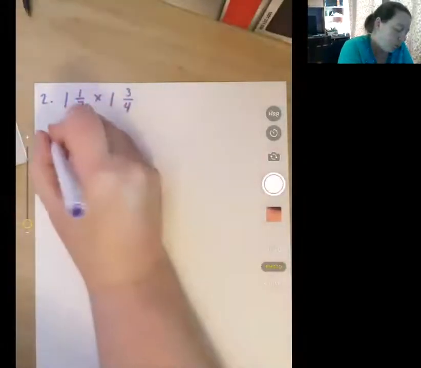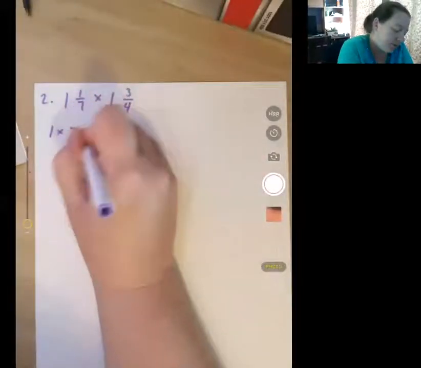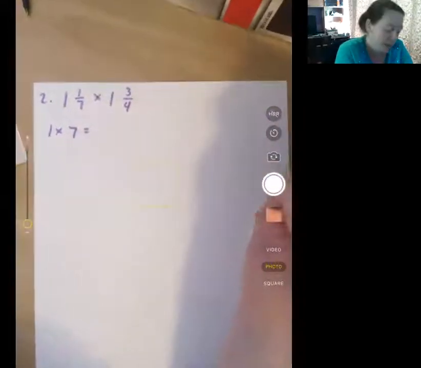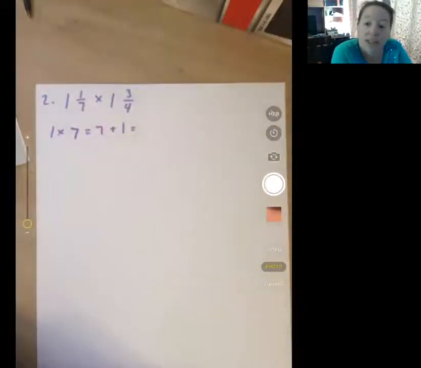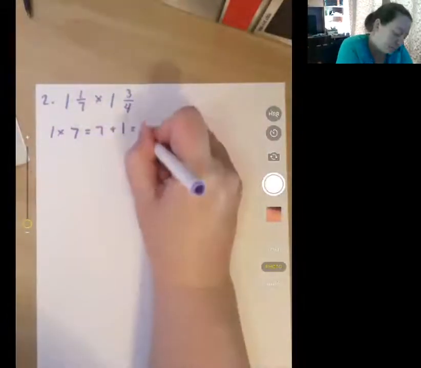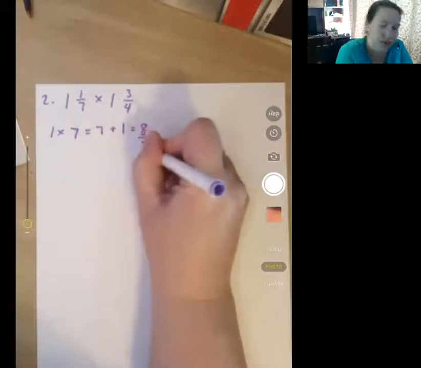So the whole number, the 1, times the denominator, the 7. 1 times 7 is 7, plus the numerator, the 1. 7 plus 1 is 8, over the denominator, which is 7.